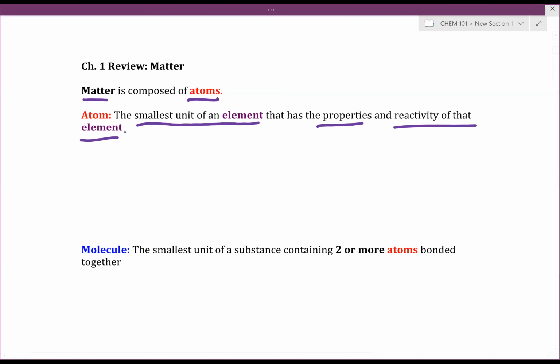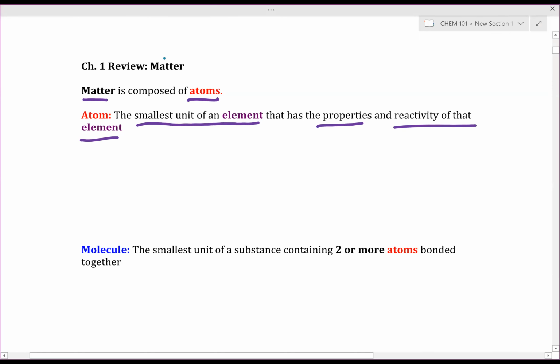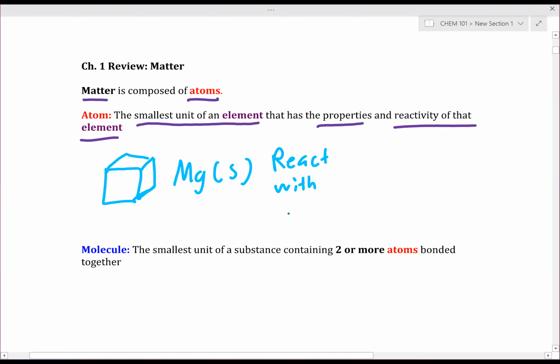So, for example, if we have a giant block of magnesium metal, let's look at some properties. This block of magnesium metal will react with oxygen gas. Sure, if you heat a block of magnesium metal, it'll generate a bright light and a lot of heat as it reacts with oxygen gas.